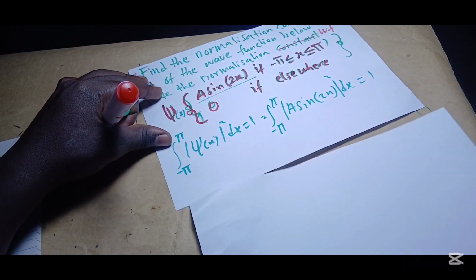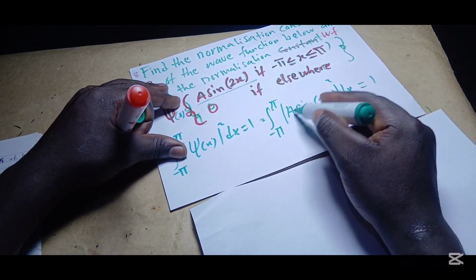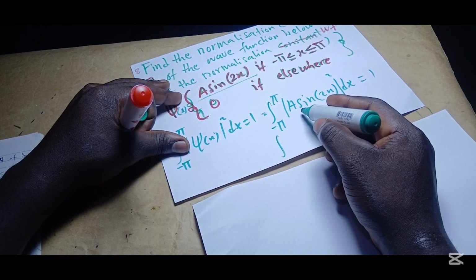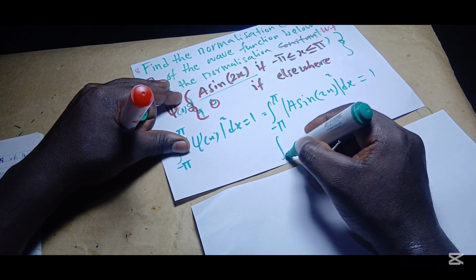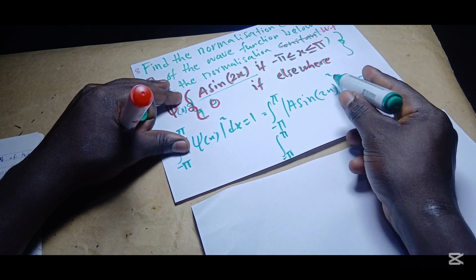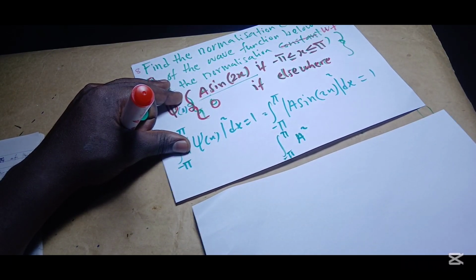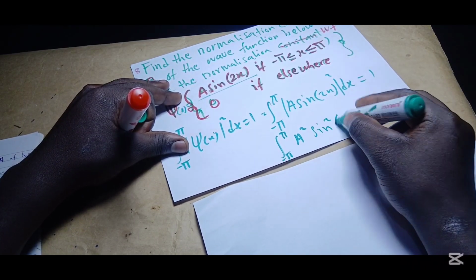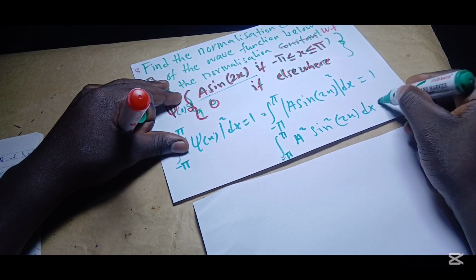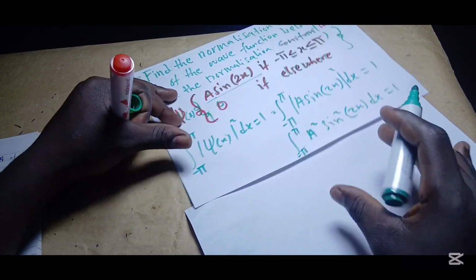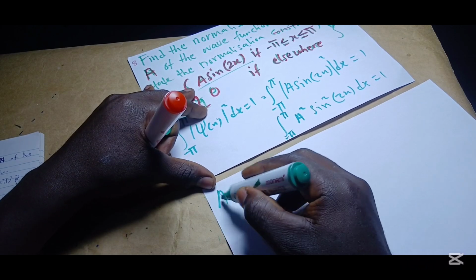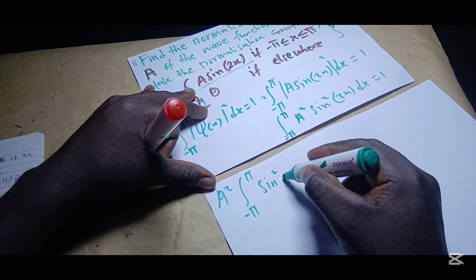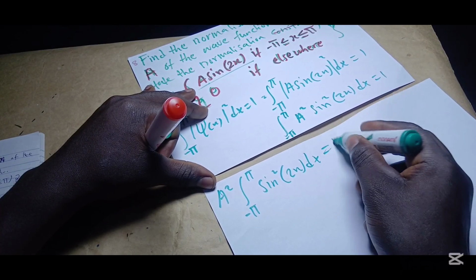So now let's go ahead and simplify whatever is under the term here. Since A is a constant, I'm going to bring it out. Let's try solving it step by step. A to the power 2 gives us A squared, then sine 2x to the power 2 gives us sine squared 2x, dx equal 1. Now A is a constant, so I'm going to bring it out. So A squared into bracket, integral from negative pi to positive pi of sine squared 2x dx equal 1.